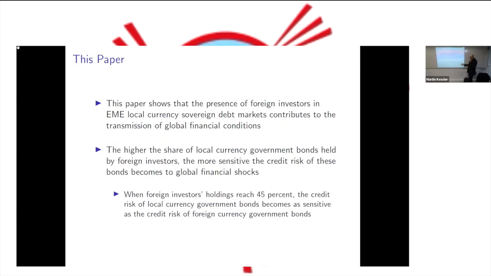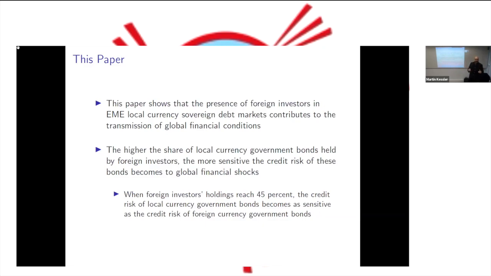So what I do in this paper is exactly to show that presence does contribute to the transmission. I will do it more specifically, showing that, for instance, the higher the share of local currency government bonds held by foreign investors, the more sensitive the credit risk associated with those bonds. They become more sensitive to global financial shocks.